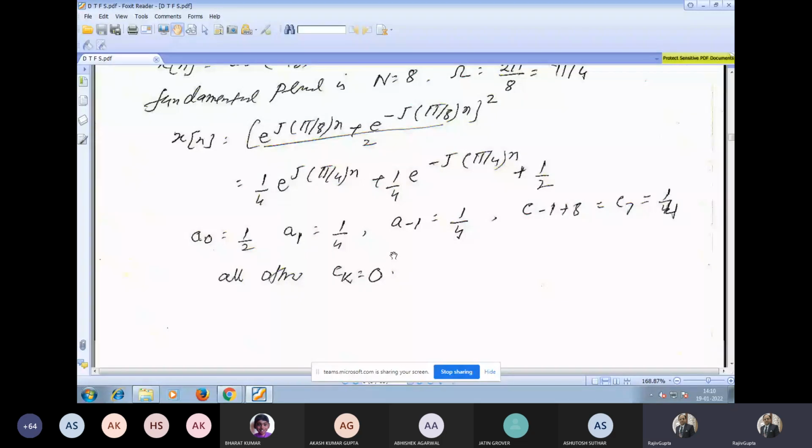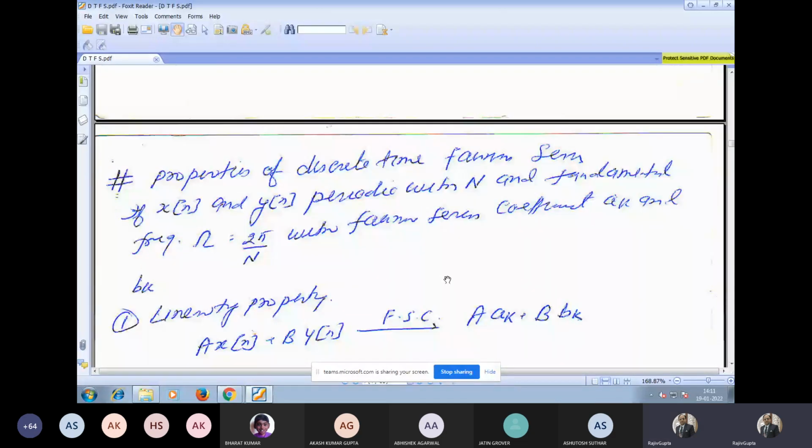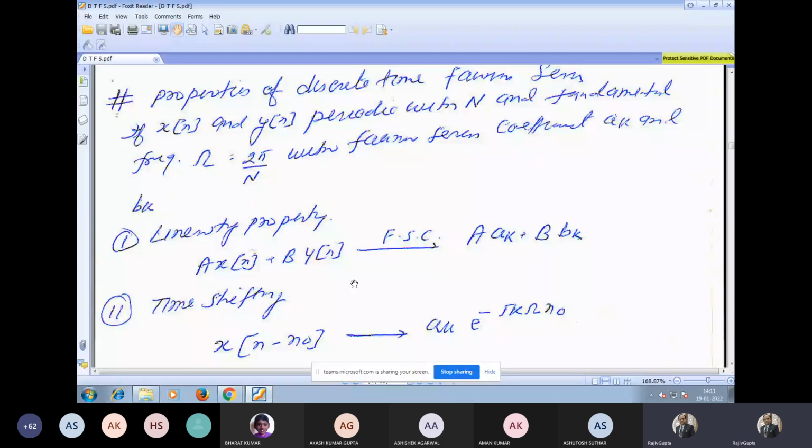Now similar to the continuous time Fourier series, here we also have the properties of the discrete time Fourier series. So let's say we have two signals x[n] and y[n] of period capital N, and their fundamental frequency is capital omega, which is 2 pi by N. Most of the properties are similar to the previous case, only a few properties are different. So property number 1 is the linearity property.